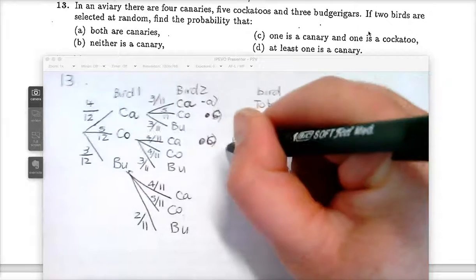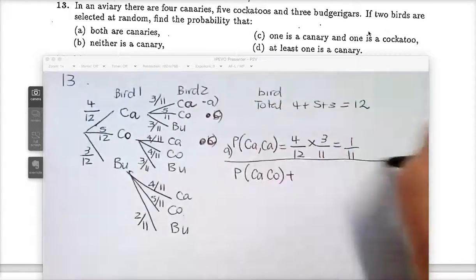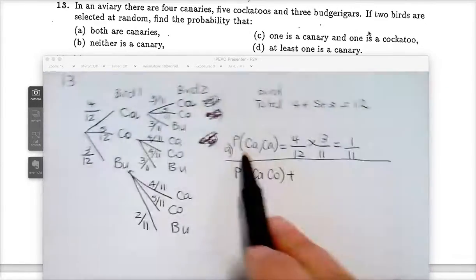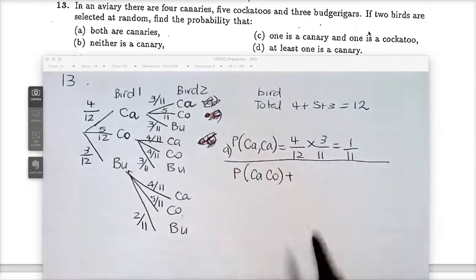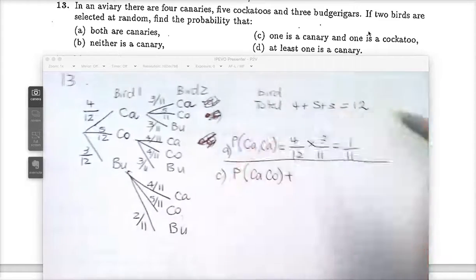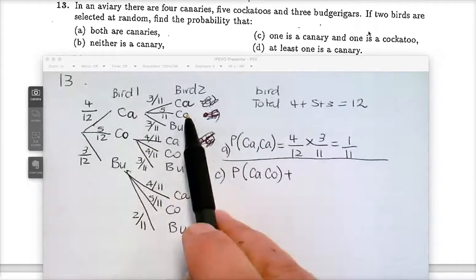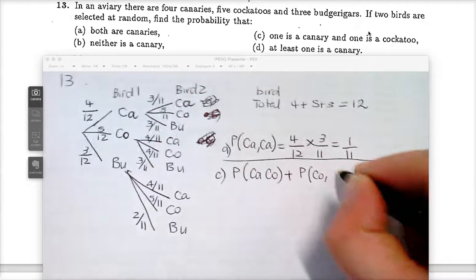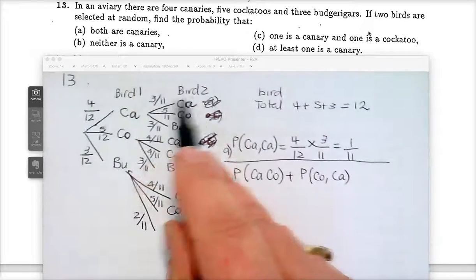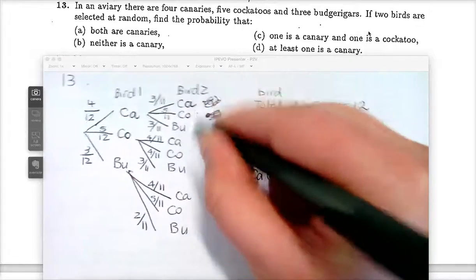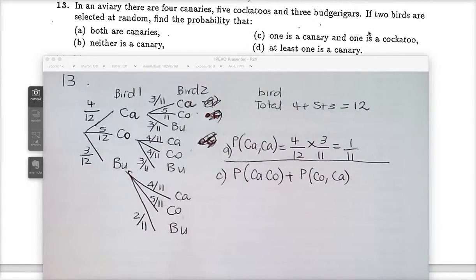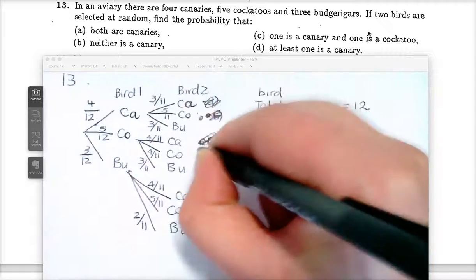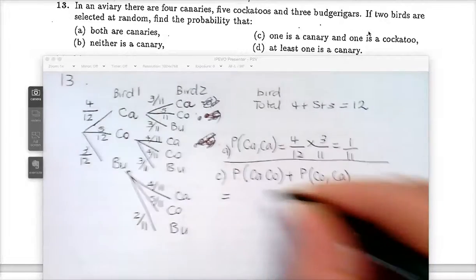All right, this is A. Oh, geez. Forget labeling them. A is probability of canary. Sorry, C is 1 canary, 1 cockatoo. You can have canary first, then cockatoo, or cockatoo, then canary. So plus cockatoo, then canary. Along the branches, we multiply. Between the branches, we add when it's or. I could have this situation or that one. So the ones with the dots is C. So what have we got?